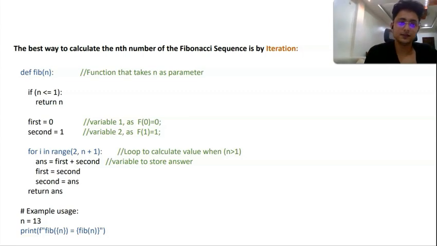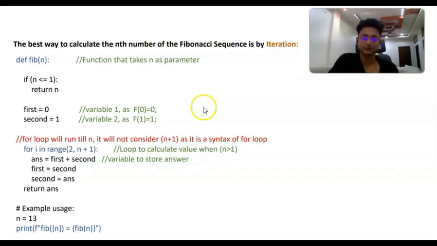So when n is greater than 1, we have to loop through the range of 2 to n plus 1. As we loop through the range of 2 to n plus 1, the for loop will run till n. It will not consider n plus 1, as that is the syntax of a for loop in Python.